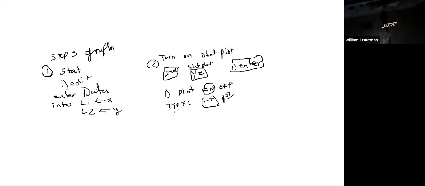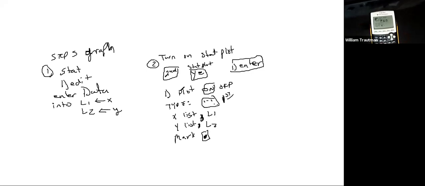And then don't forget X list should be L1. Y list should be L2. That's a comma. And then the mark should be the big. Let's use the big ones. Okay. So now when I hit graph, once again, I don't see anything. Okay, there's a reason for that.